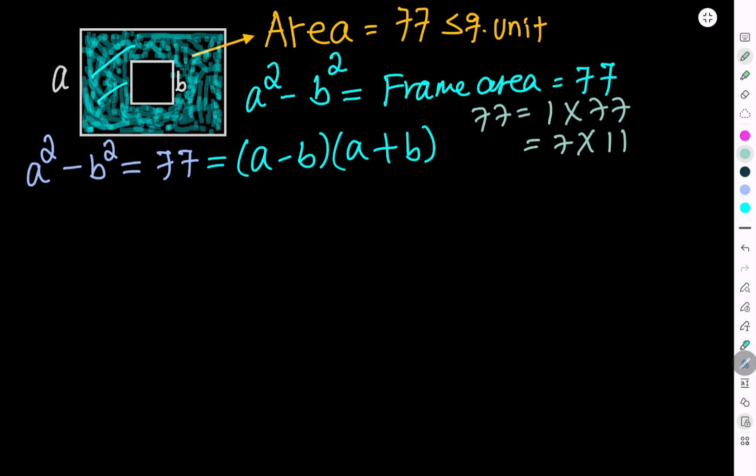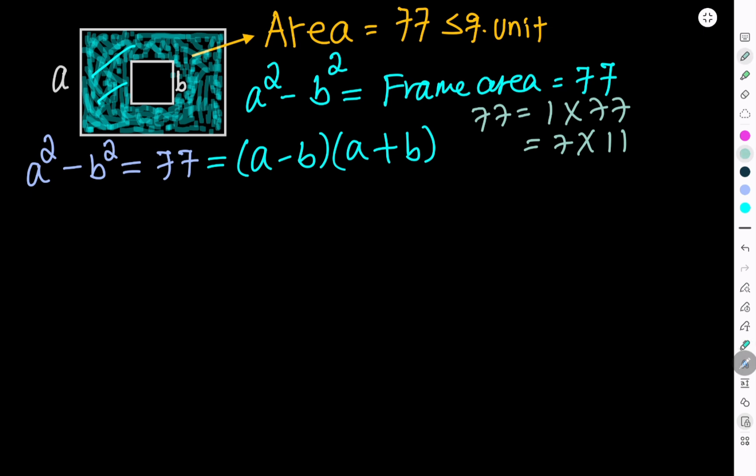And therefore, since a minus b and a plus b are factors of 77, and the possible factor pairs of 77 are 1 with 77 or 7 with 11, then a minus b is going to be from the smaller factors of 77, 1 or 7, and a plus b is from the larger factors of 77, that means 77 or 11, right? And we're going to consider two different cases.